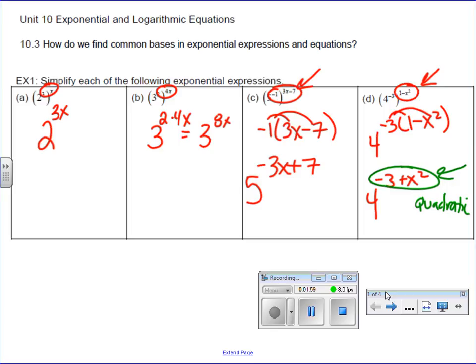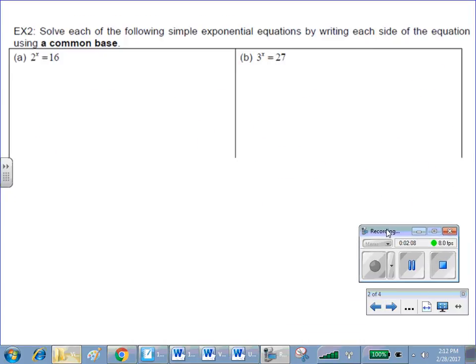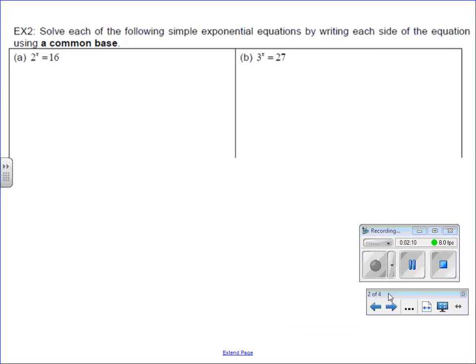Okay, so now let's get to the meat of this lesson, which again is finding common bases in exponential equations. So we're going to do a few of these examples. So to start, we have 2 to the x power equals 16. So you might know this off the top of your head. You might know that 2 to the 4th power equals 16. Sometimes we just know them by looking at them. And also sometimes when the exponent is an integer, it's much easier.